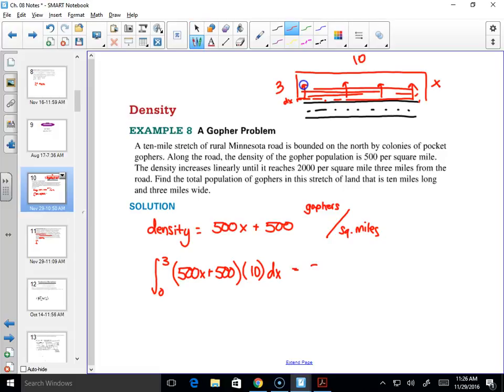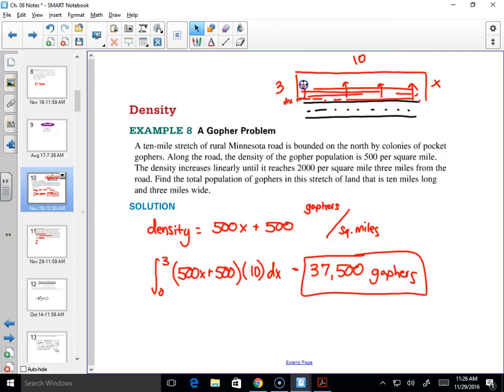That's a lot of gophers. That's a lot of gophers. They're Minnesota gophers though, they're happy gophers. Can I take some gophers home? Whoever has a lawn, these gophers love grass.